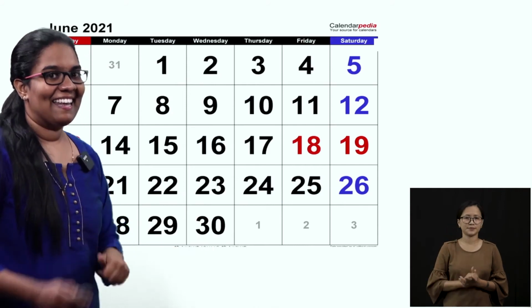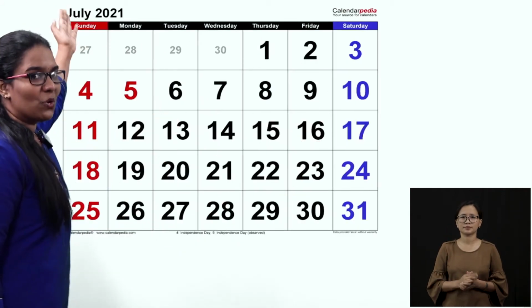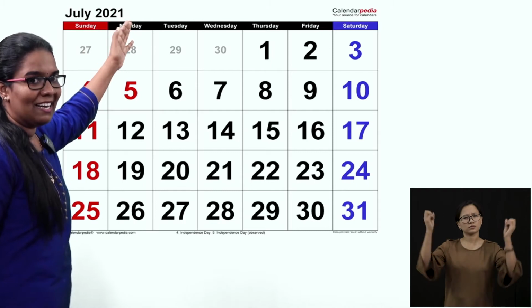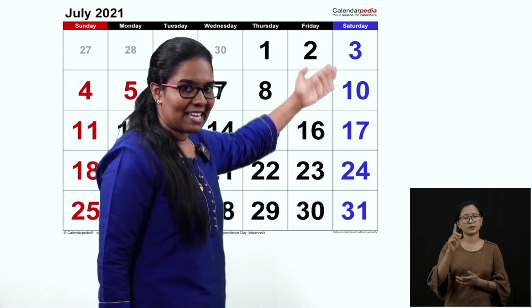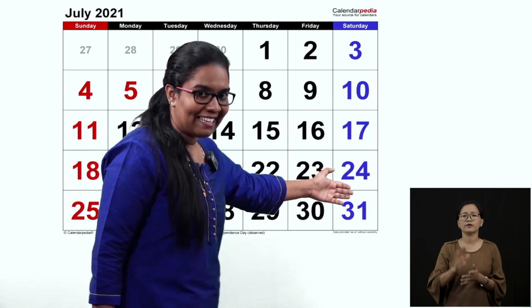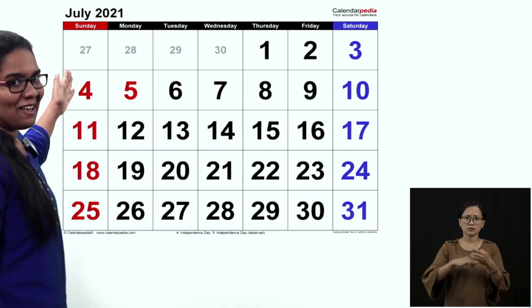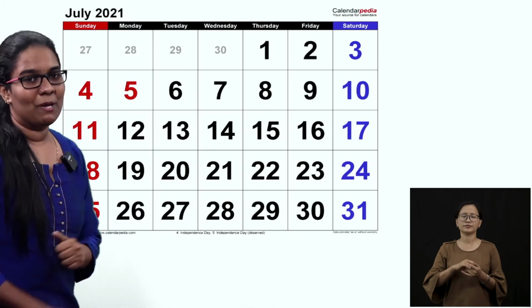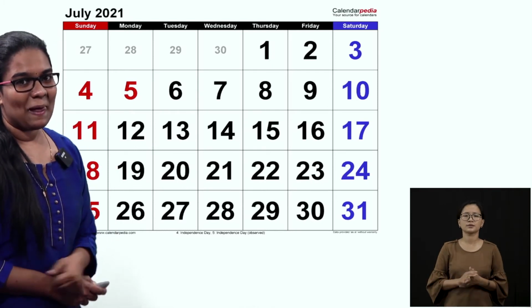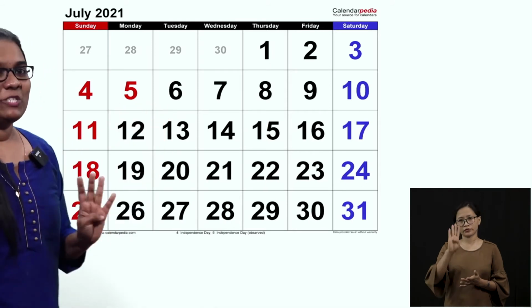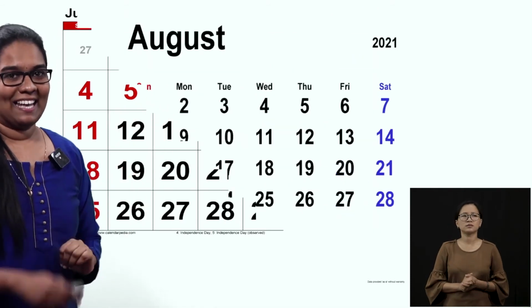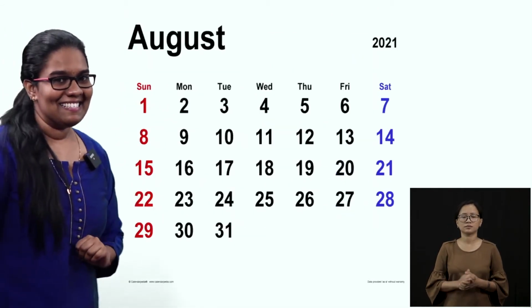Okay? Then, this is the month of July 2021. Total number of days? 31. How many Saturdays? 5 Saturdays. How many Sundays? 5 Sundays. Then tell me how many Mondays? 1, 2, 3, 4. 4 Mondays in July 2021. Okay.